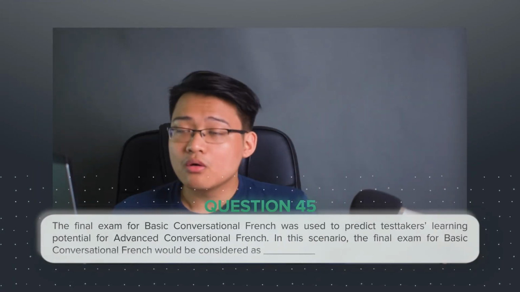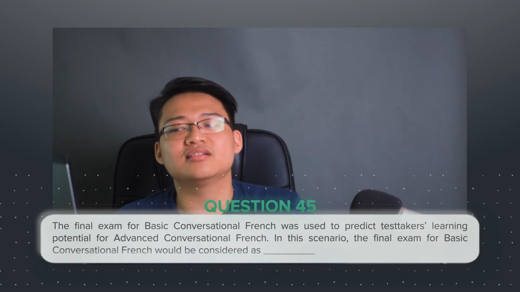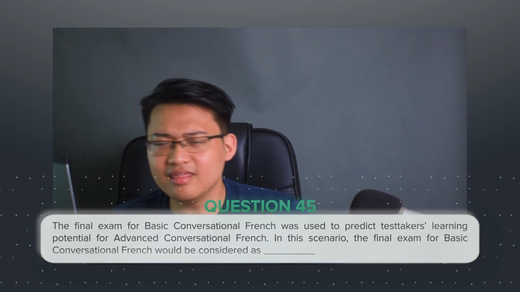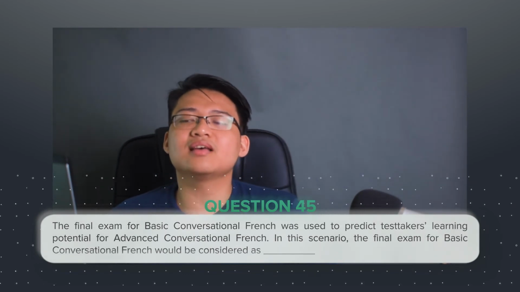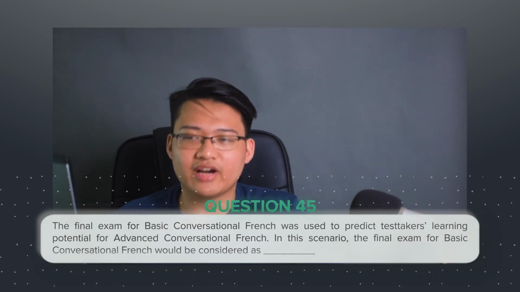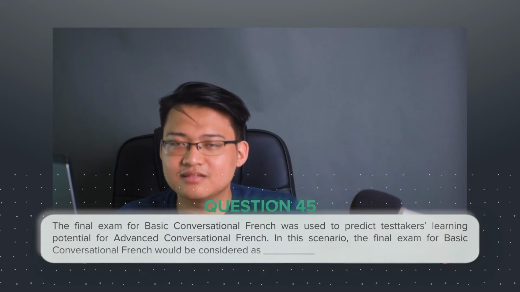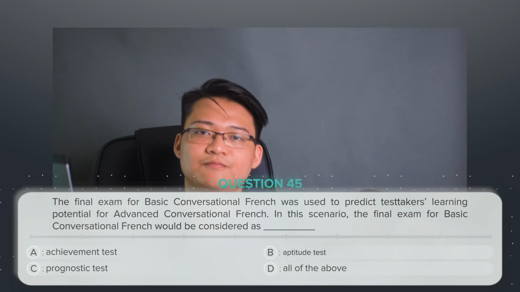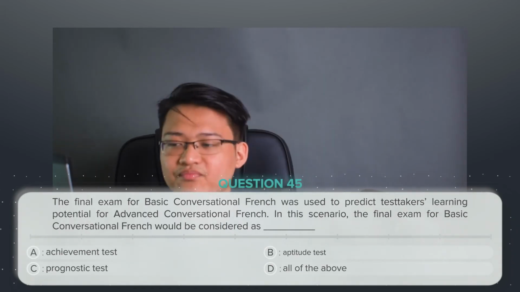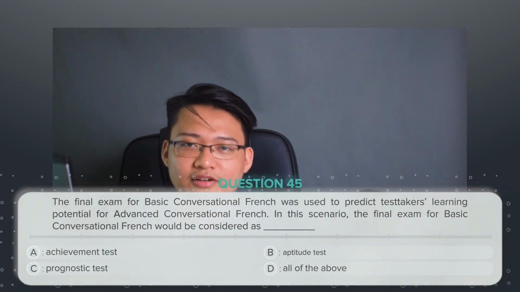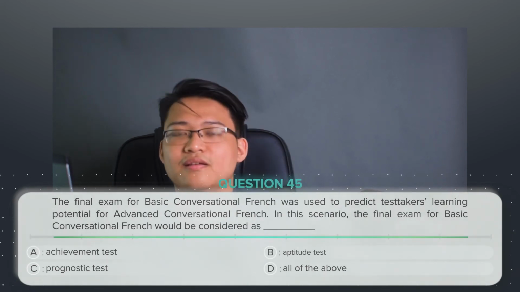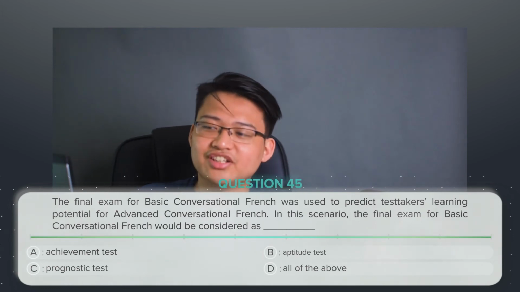The final exam for basic conversational French was used to predict test takers' learning potential for advanced conversational French. In this scenario, the final exam for basic conversational French would be considered as A. Achievement test, B. Aptitude test, C. Prognostic test, or D. All of the above.